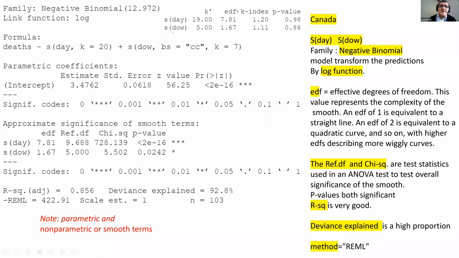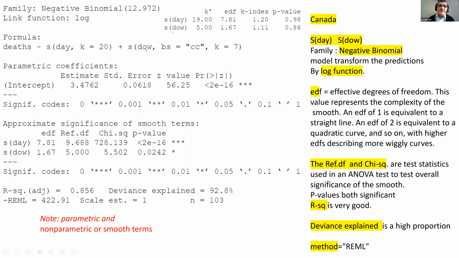If you see here, in the top part, for s(day) we have 19, and for s(day of week) we have 15. This 19 is actually the rank of the basis function, meaning that for s(day), we supply k equal to 20 for the rank of the basis set.